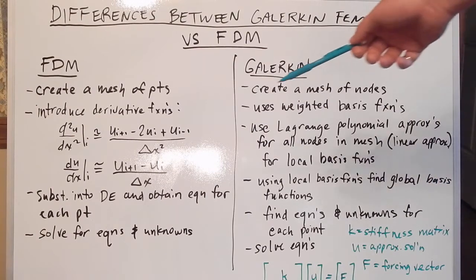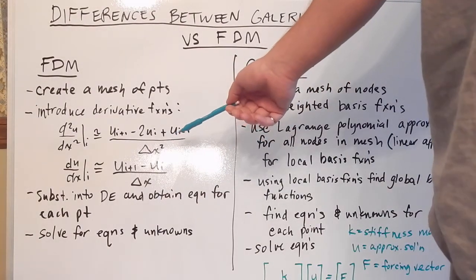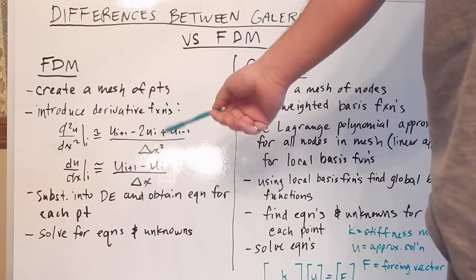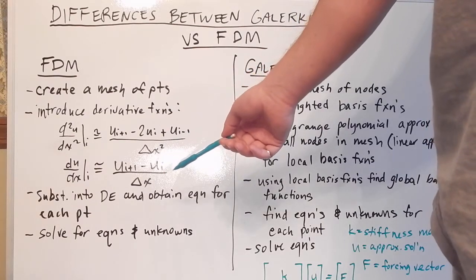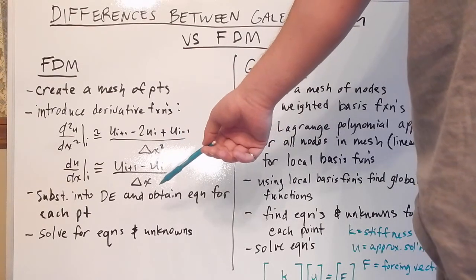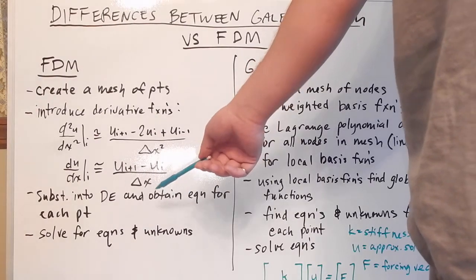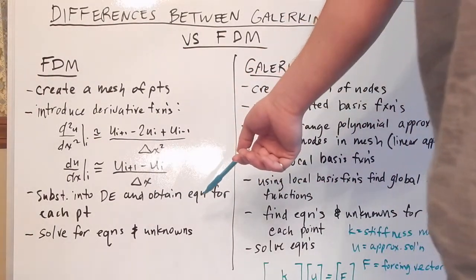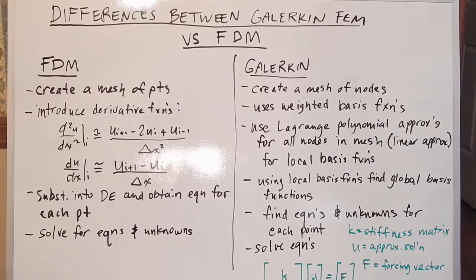And then once we have our number of equations and unknowns, which if we have a 4-point system or a 4-point mesh, we'll have 4 equations, 4 unknowns. And we solve for the equations and unknowns to get our solution.